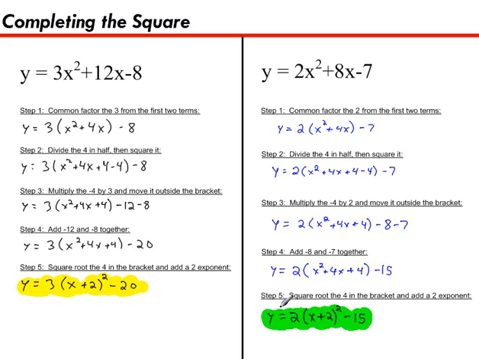Your answer is y equals 2, and in brackets, x plus 2 all squared minus 15. And if you didn't get that, review the steps right here and see where you went wrong.